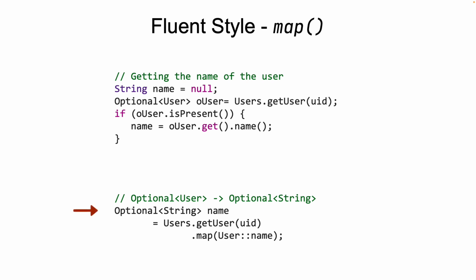The map method does that for us, as we show on the screen, by using a fluent style. As you see, we can call the map method on the optional. The map method takes in a function which takes a user object and returns the username. The method reference User::name is passed to represent that function. So here, we used a much more fluent API to extract the name, and the end result is quite pleasing to the eye.